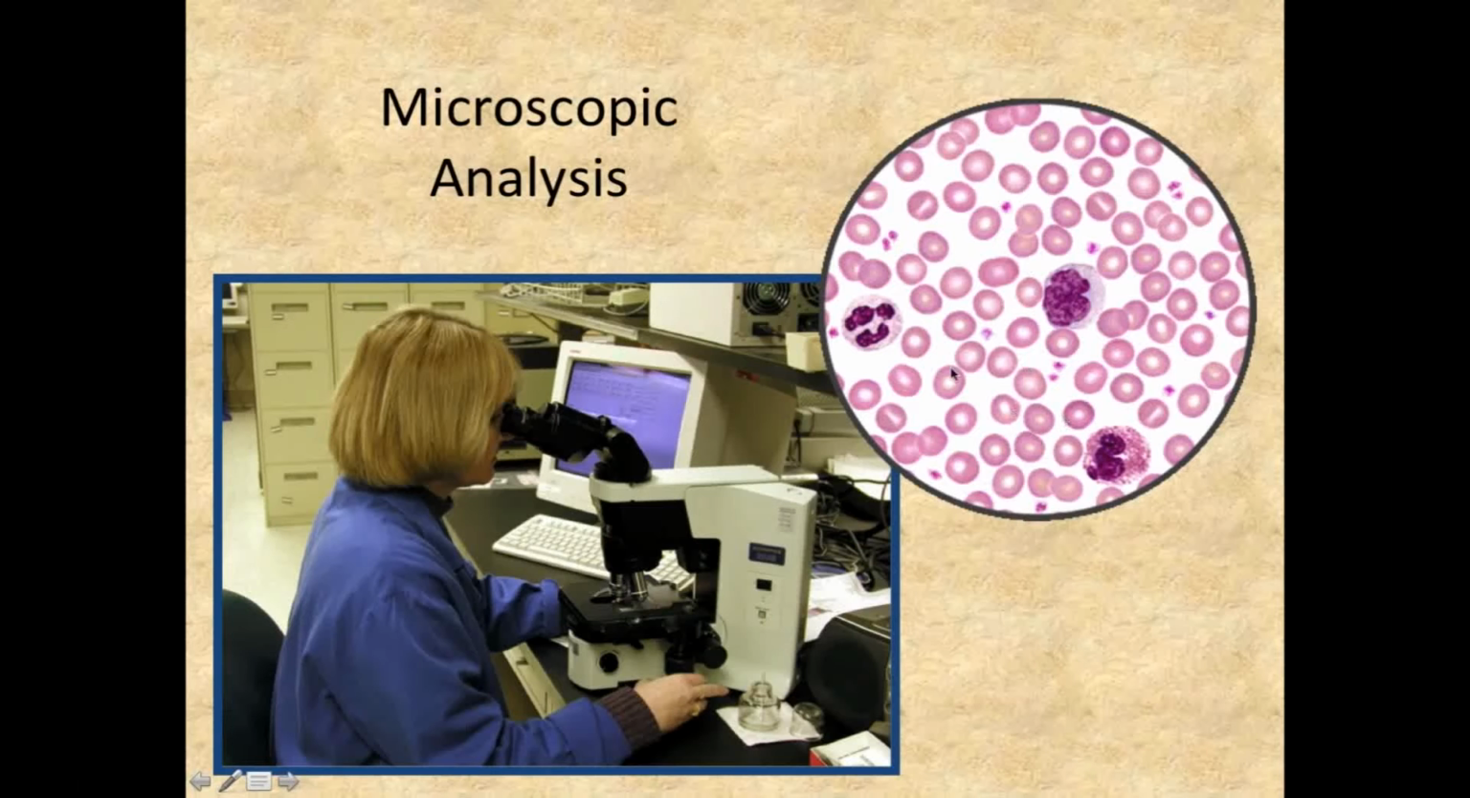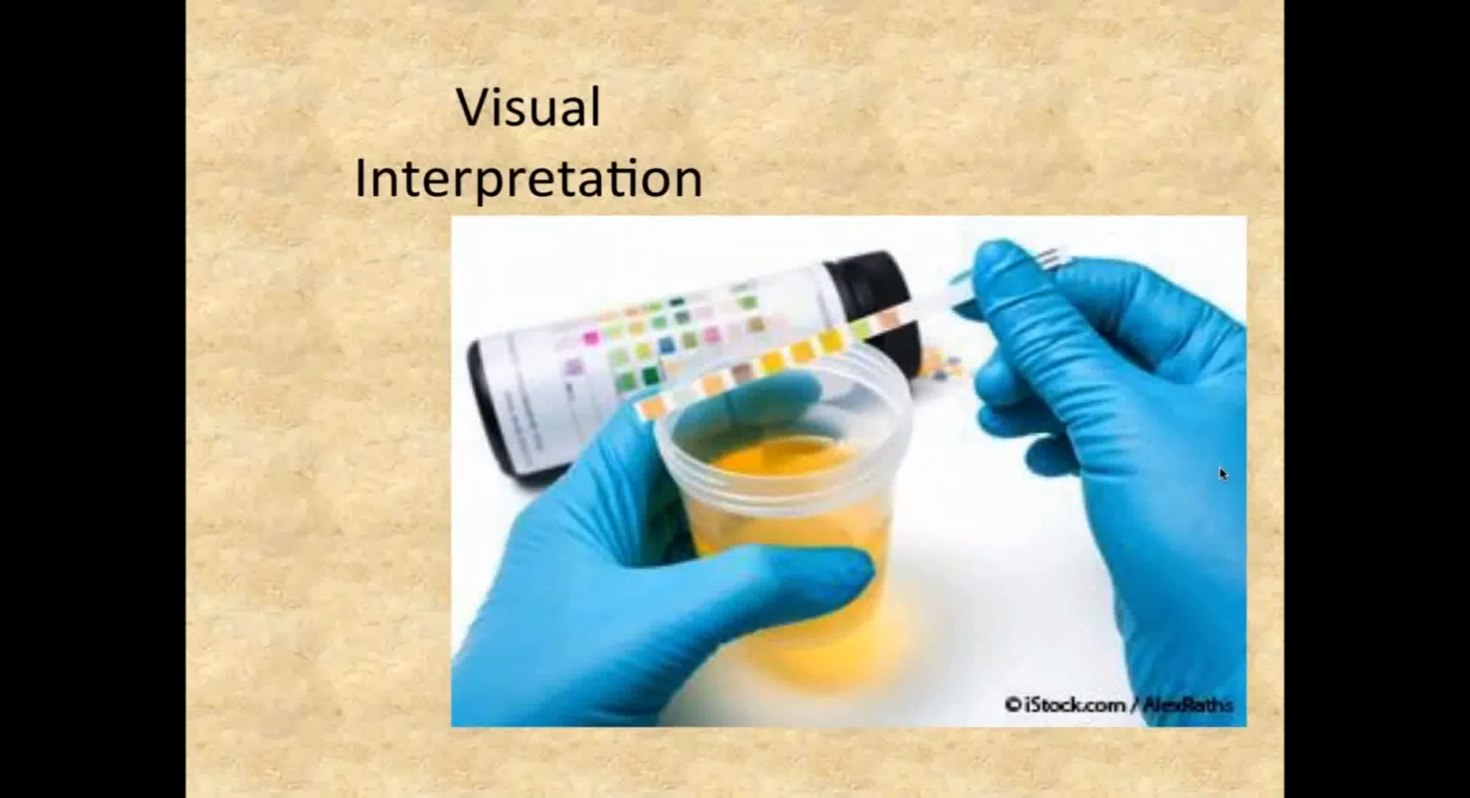For some tests we use just a color interpretation, a visual interpretation. This is a basic, what we call a dipstick urinalysis. We have this dipstick, a little plastic stick, and it has pads of filter paper on the stick. In this case, we have 9 different pads on the stick, and each one is impregnated with different reagents, which will react with substances in the urine. So we dip the stick into the urine and then observe for color change in the pads.